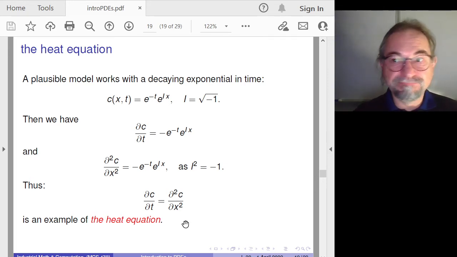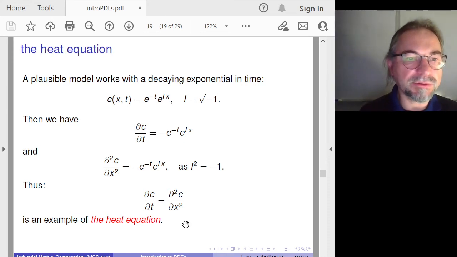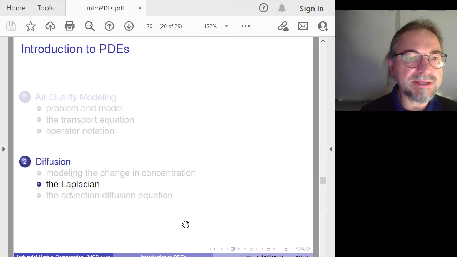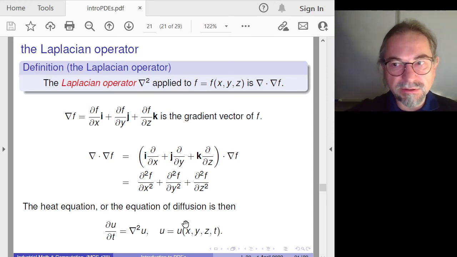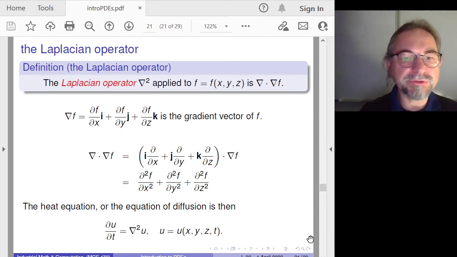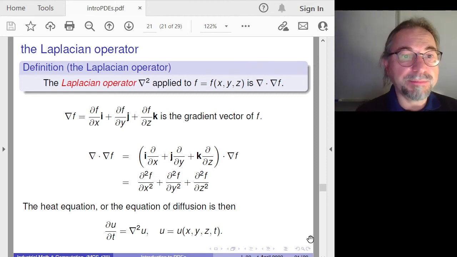So in a purely calculus way, can we generalize this? Yes, we can. So we are in our air quality modeling problem. We are typically looking at the plane with the cosine hill. So let's consider the Laplacian operator then.